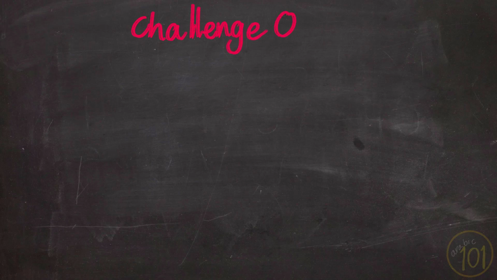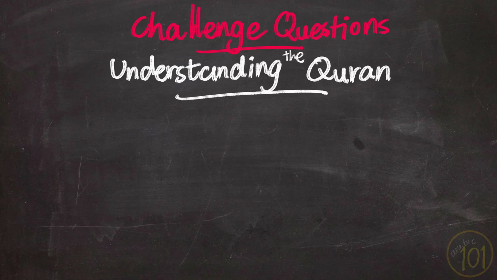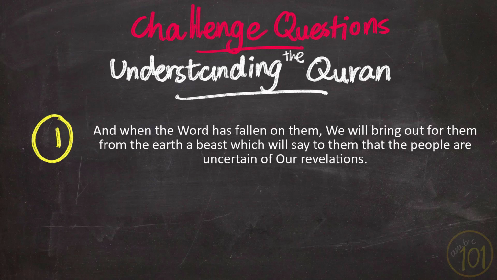And now it's time for the challenge questions of this episode. Today's questions are also from the 20th juz. The first question: and when the word has fallen on them, we will bring out for them from the earth a beast, which will say to them that the people are uncertain of our revelations.